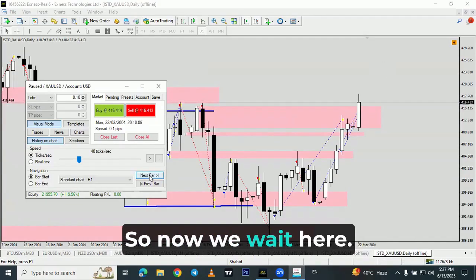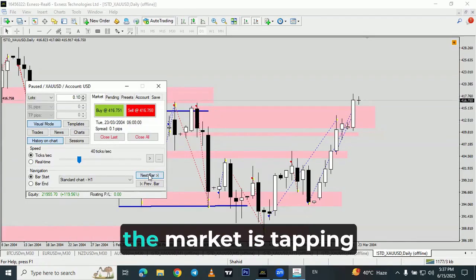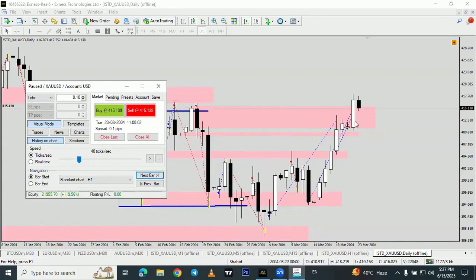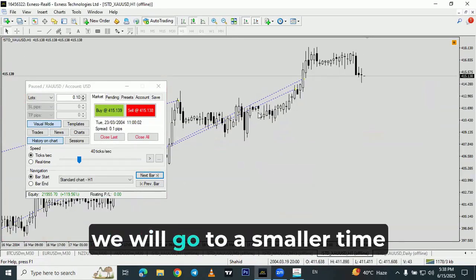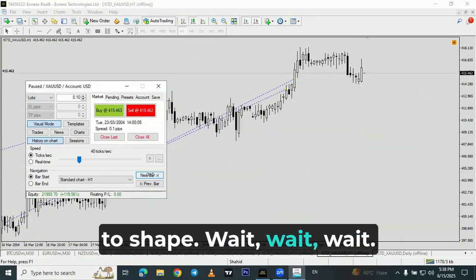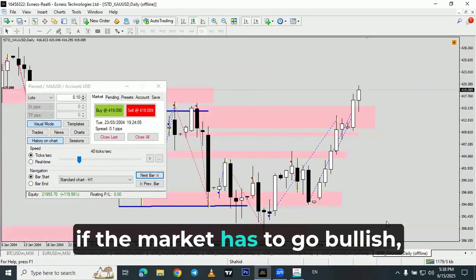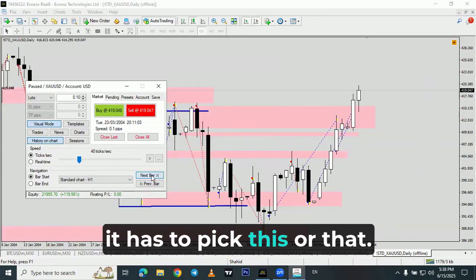So now we wait here. See, the market turned bullish. Now the market has to tap into this zone. See, the market is tapping into the zone. For this, we will go to a smaller time frame and wait for the structure to shape. Wait. See, there is no edge here. We wait. Now see, if the market has to go bullish, it has to pick this or that.